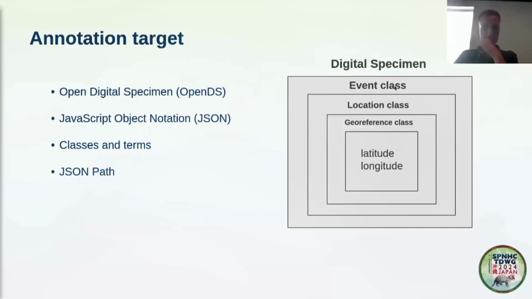In the example on the right, you see how a digital specimen acts as the main class with the inner levels holding different subclasses. It contains an event class which holds the location, a georeference, and which eventually contains the latitude and longitude terms. So classes can contain terms and other subclasses and so on. And using a principle called JSON path, we target these nested properties by providing the full chain of levels the program has to move through to get to the correct target.